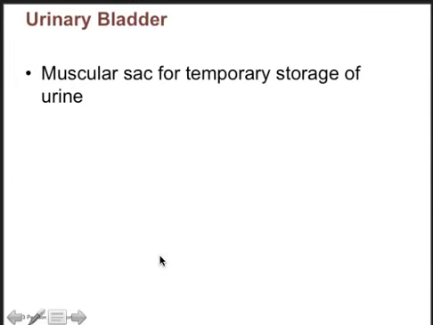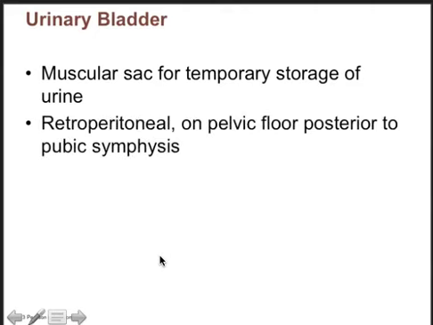The bladder is a muscular sac for temporary storage of urine before it's eliminated. It is retroperitoneal, so it's behind the peritoneal membrane. It's on the pelvic floor, posterior to the pubic symphysis. And for you gals in the class, it's right underneath the uterus. The uterus actually leans forward over the urinary bladder anteriorly.